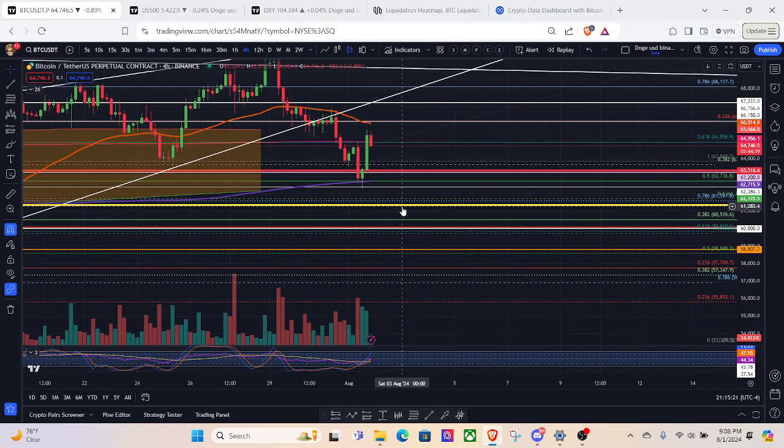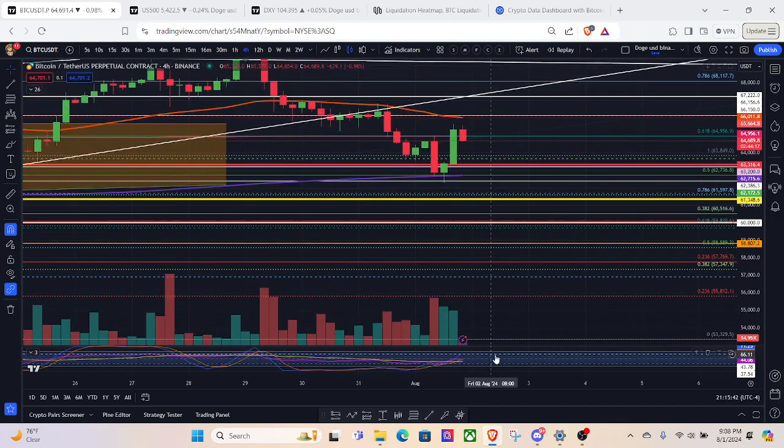I think that if we do continue to break down, the first area for a potential bounce would be somewhere between 61,280 and the 0.618 level just below 60K, which is 59,765. So I think we could revisit either of these areas relatively soon.